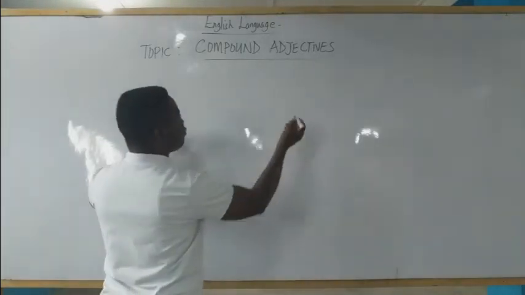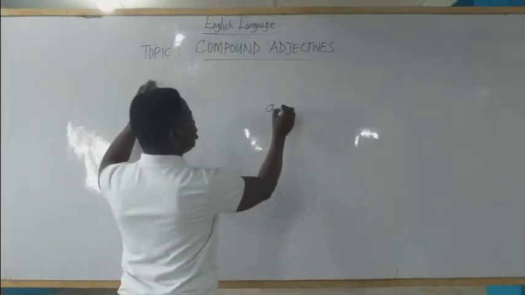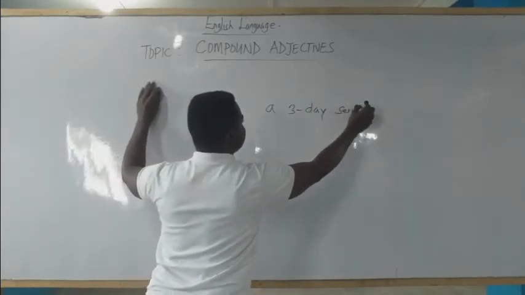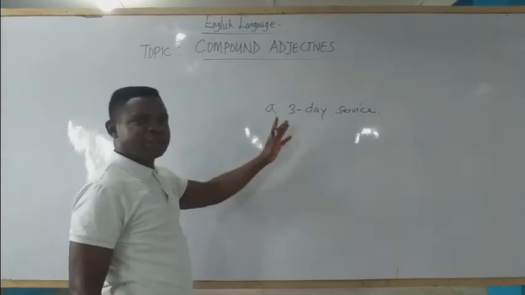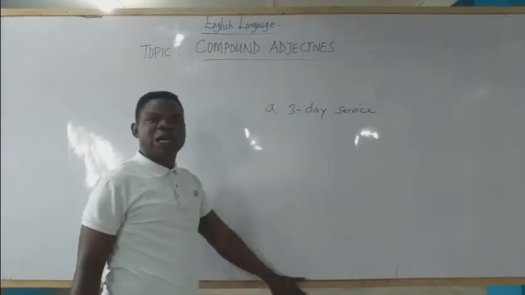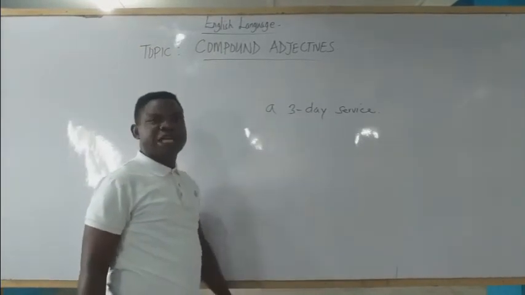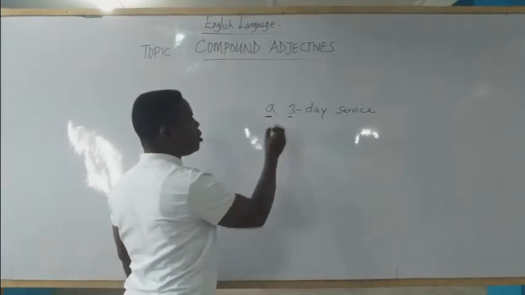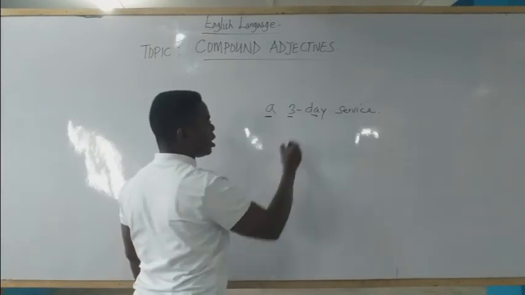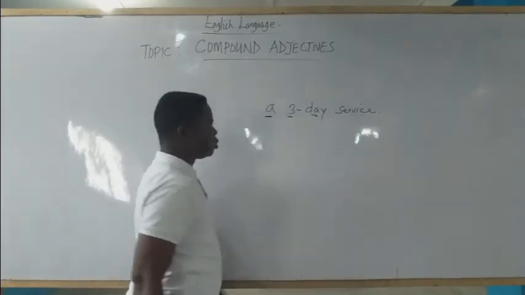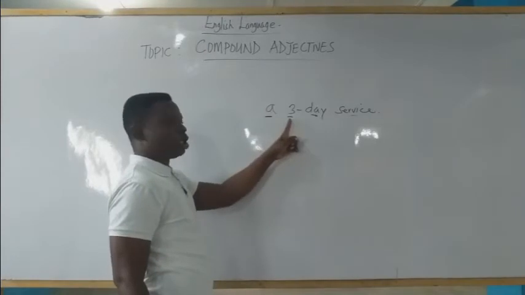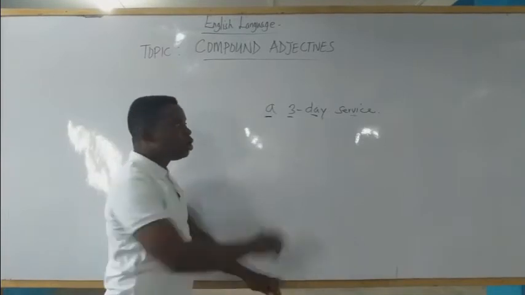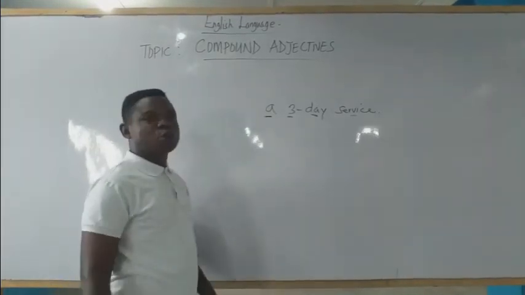Example: if you have a word like a 3-day service, a 3-day service. Now look at this. This is a singular word, but it has different components. We have an article, a numeral, a nominal, and a head word. This is a singular word, but it has different relations.